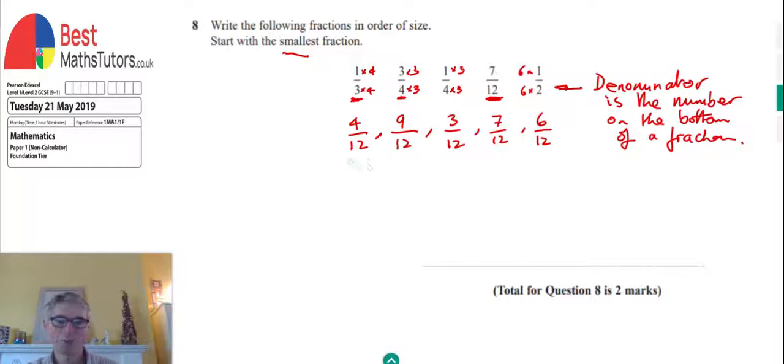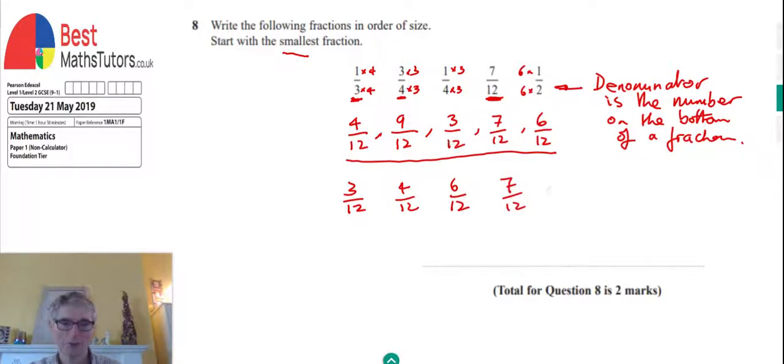And now we've got them all with the same denominator, we can put them in order. So we can see that this one is the smallest. So we've got 3 over 12. Then we've got 4 over 12. Then we've got 6 over 12. So I'm just looking at the top number and going in order of that. Then I've got 7 over 12.